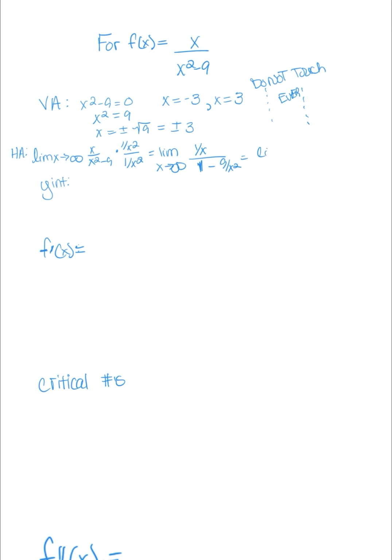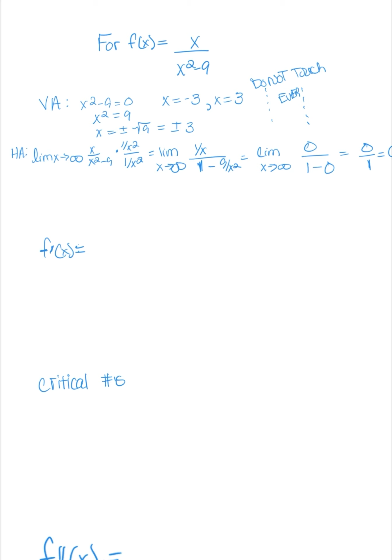Equals the limit as x approaches infinity of 0 over 1 minus 0. And remember, anytime we have 0 over 1, that is well defined, and so that just equals 0. So that means that we have a horizontal asymptote at y equals 0.